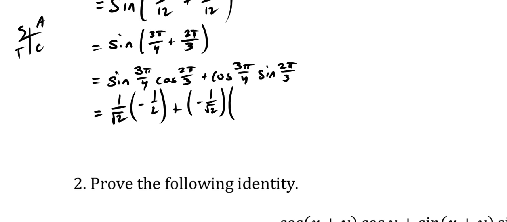And then sine of 2 pi over 3 is positive again, and it's root 3 over 2. And then I'm going to simplify this, so that's negative 1 minus root 3 over 2 root 2.